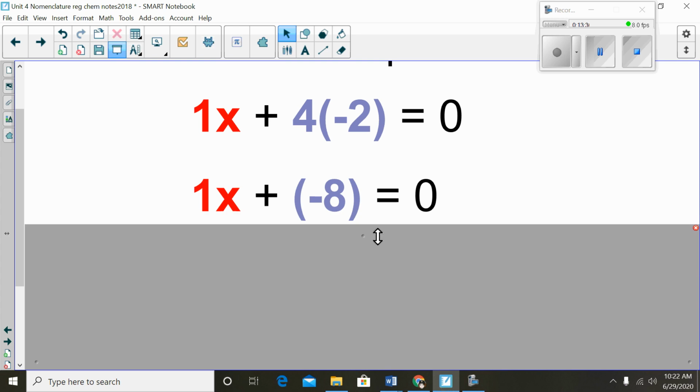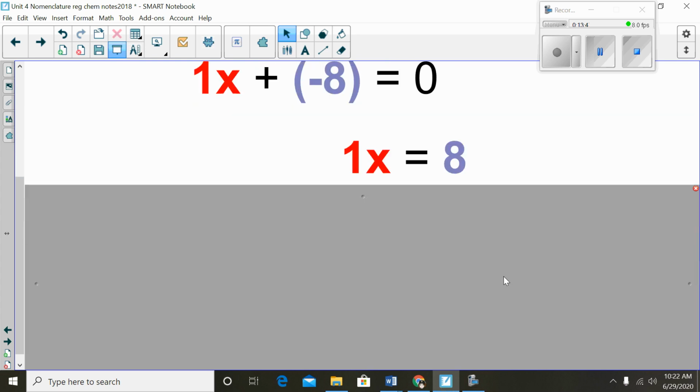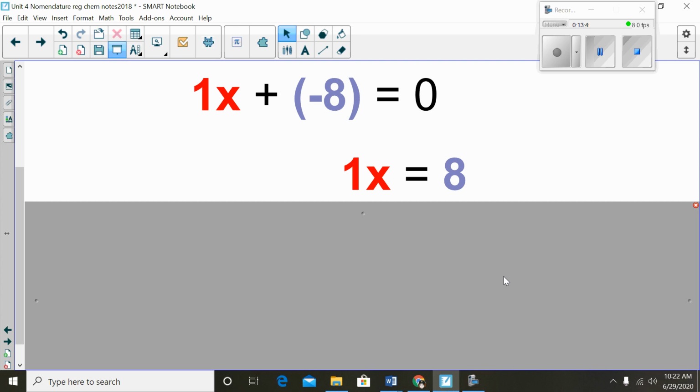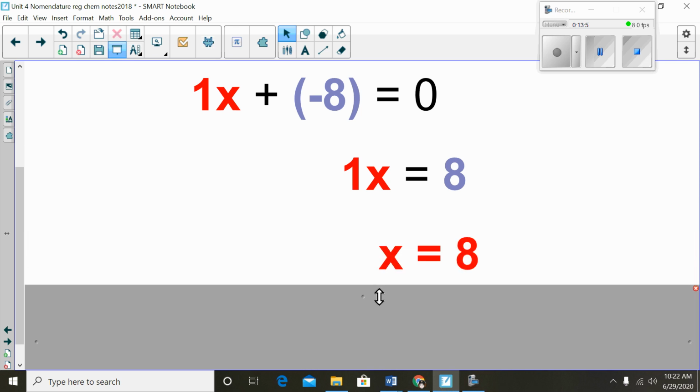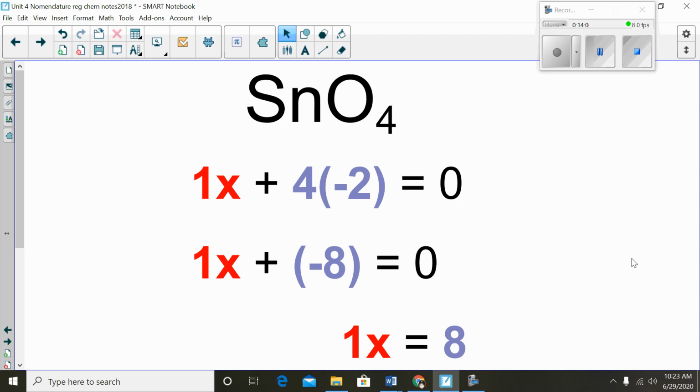Next, you multiply your numbers. So 1x plus 4 times 2 is 8, and you keep the negative. It equals 0 because we want this to be neutral. Next, you move that 8 to the other side, and it becomes positive. Now you have 1x equals 8, and you need to solve for x. So 1x divided by 1 is x. 8 divided by 1 is 8. So the proper name here is tin 8 oxide. So this is your type 2.